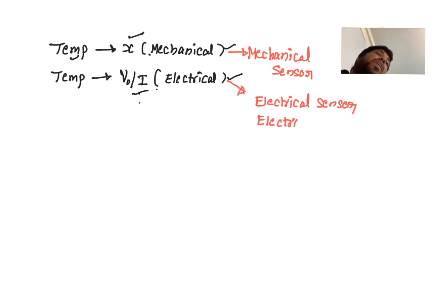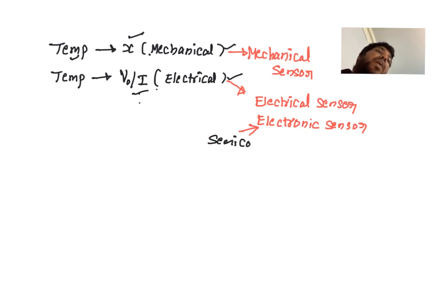Now you need to know very clearly what is the difference between electrical sensor and electronic sensor. The major difference is very simple actually. In electronic sensors, we are going to use semiconductor materials. That means electronic sensors actually use semiconductor materials. Let me write down here, semiconductor material.